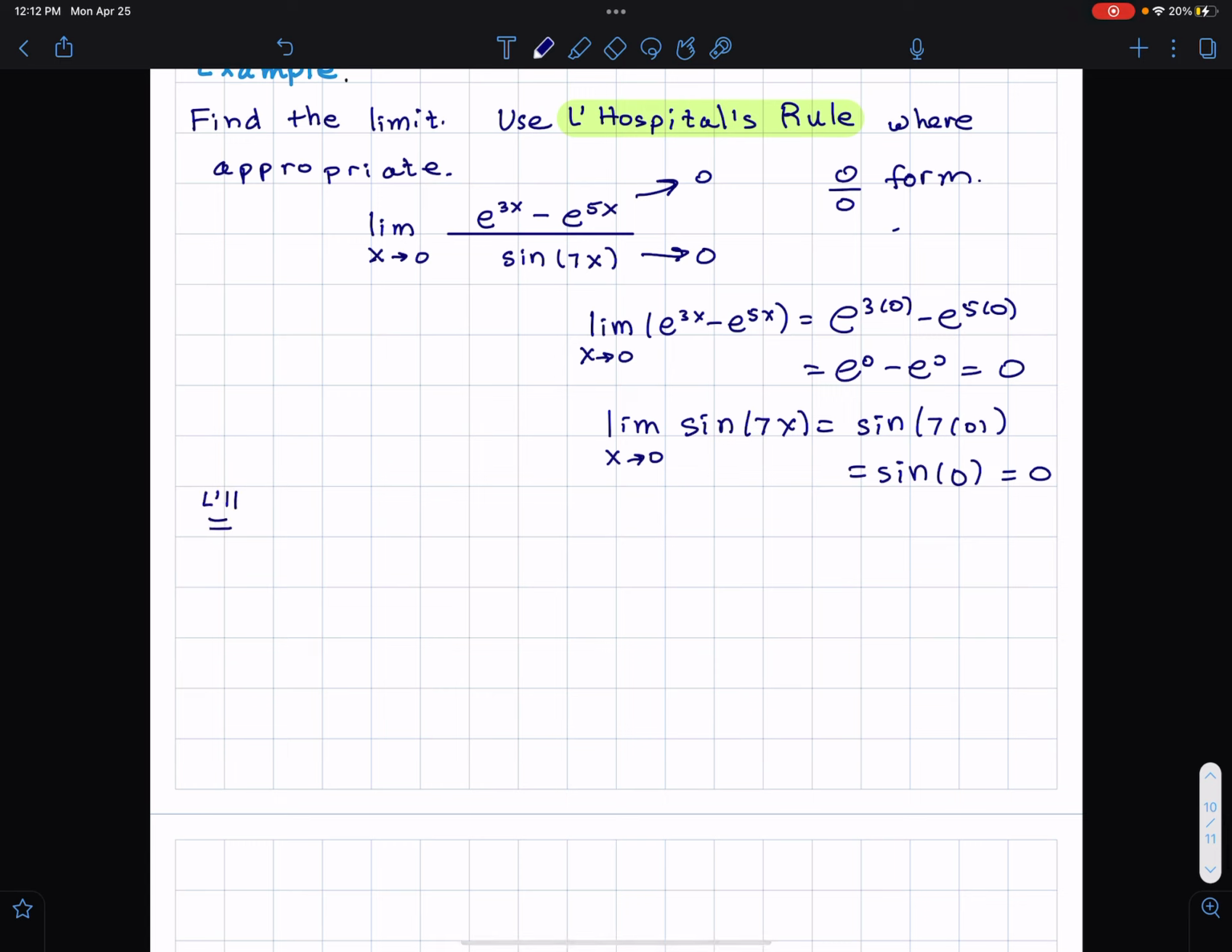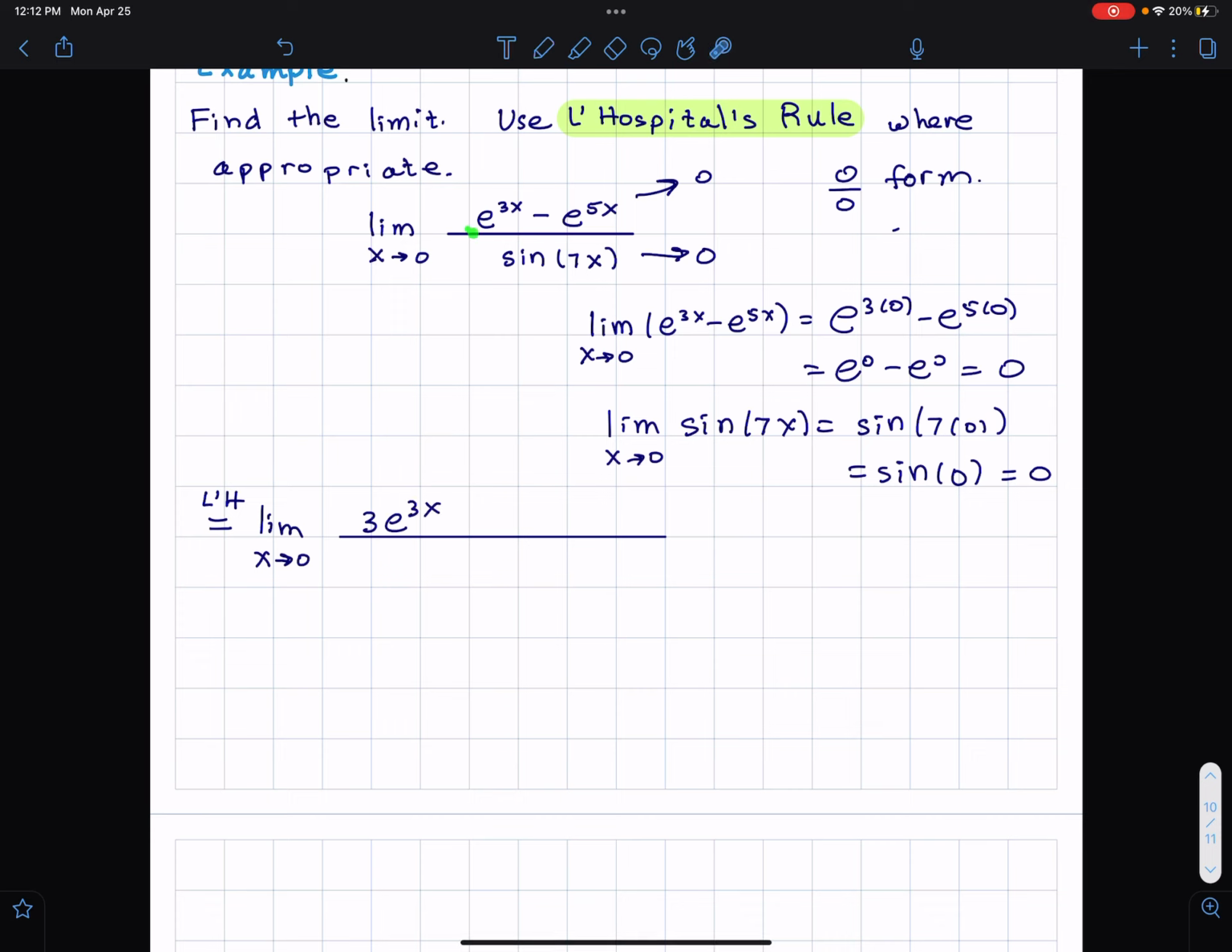And how do you use L'Hopital's rule? We take the derivative of the numerator and the denominator separately, not a quotient rule, just take the derivative of the numerator, take the derivative of the denominator. Okay, come on y'all, what's the derivative of e to the 3x? It's 3 e to the 3x.